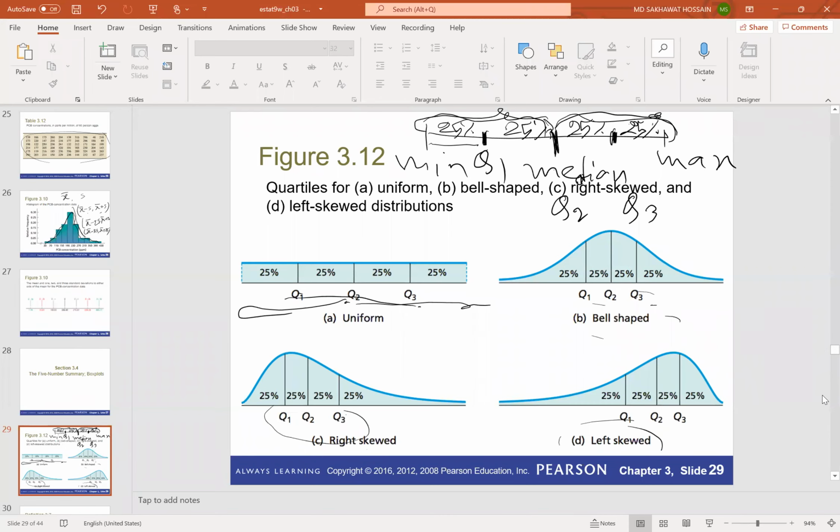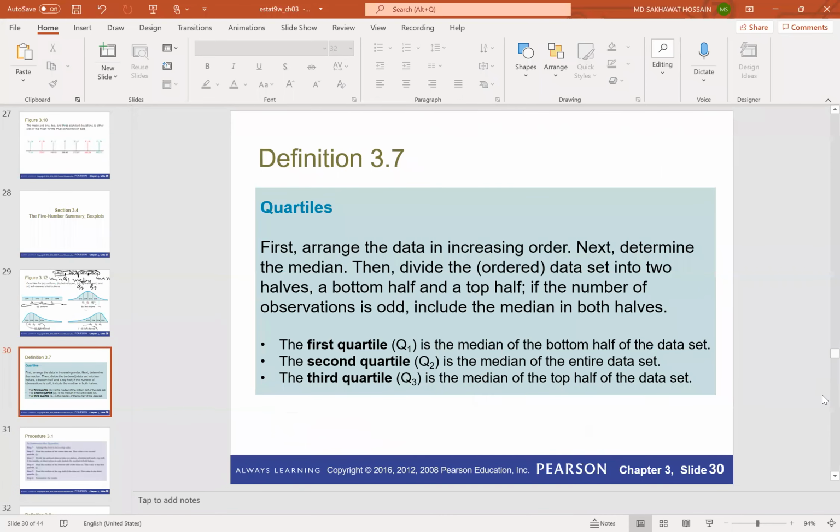Okay, so now we'll discuss how we calculate the quartiles. First, we need to arrange the data in increasing order from smallest to largest. Next, determine the median. You already know how to calculate the median. Then divide the data set into 2 halves, a bottom half and a top half. That means the data set left of the median and the data set right of the median. So if the number of observations is odd, include the median in both halves.